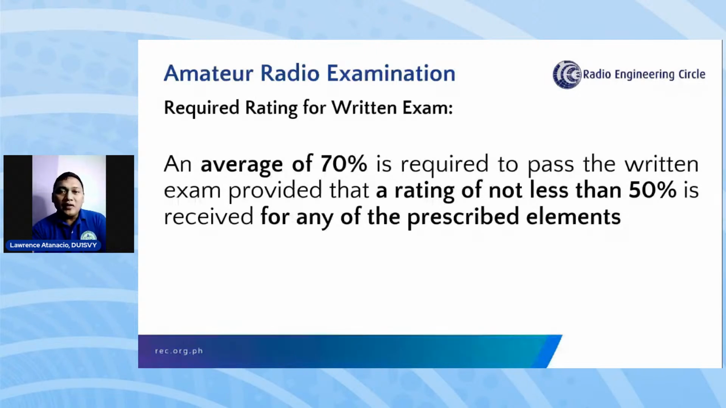So each of elements 2, 3, and 4 has 25 questions po dyan. So a rating of not less than 50% is received for any of the prescribed elements. So kailangan mo, kalahati tayo doon sa tatlong elements na examine for Class C. Pero kung Class D lang po, kailangan po mapasa nyo po yung element 2, at least 50%. Next.